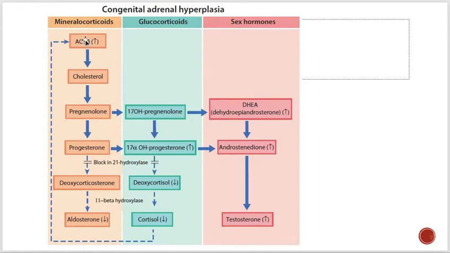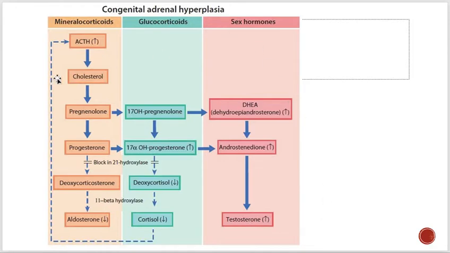This one is released by the pituitary, and then we need cholesterol as the precursor from which many things are formed. And where is this going on? In the adrenal cortex. Okay, so the adrenal cortex is the one which is producing the mineralocorticoids, which is aldosterone, or glucocorticoids, which is cortisol, or sex hormone, which is testosterone.